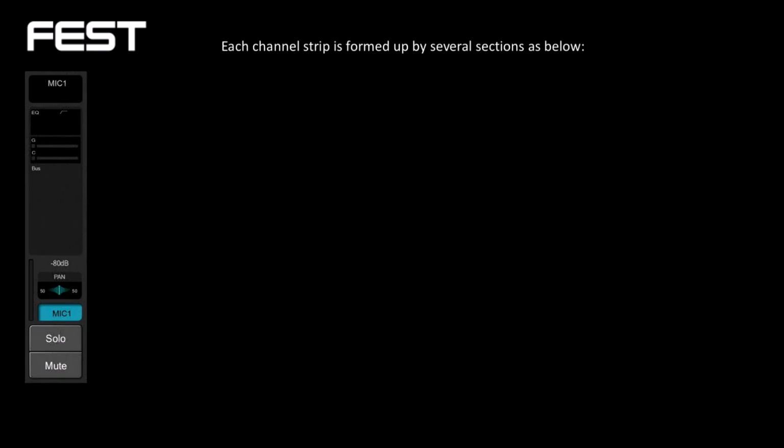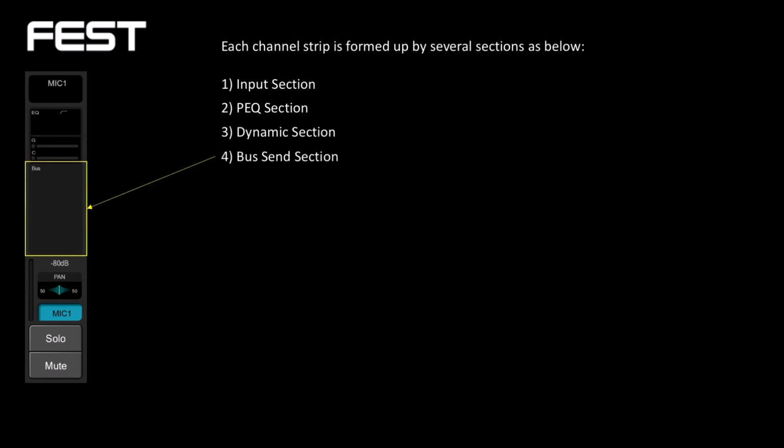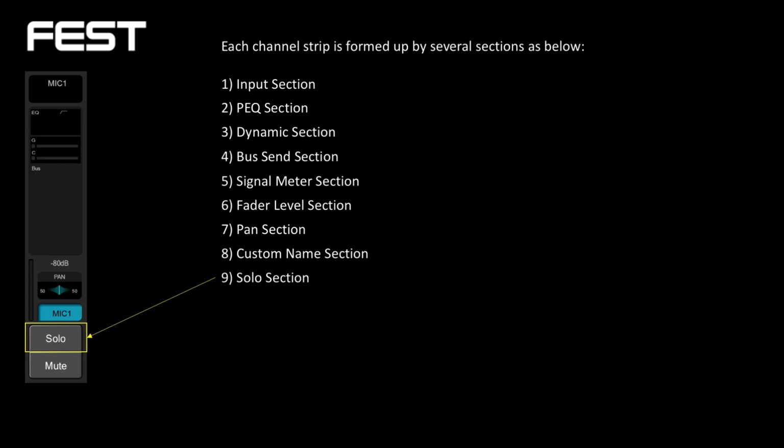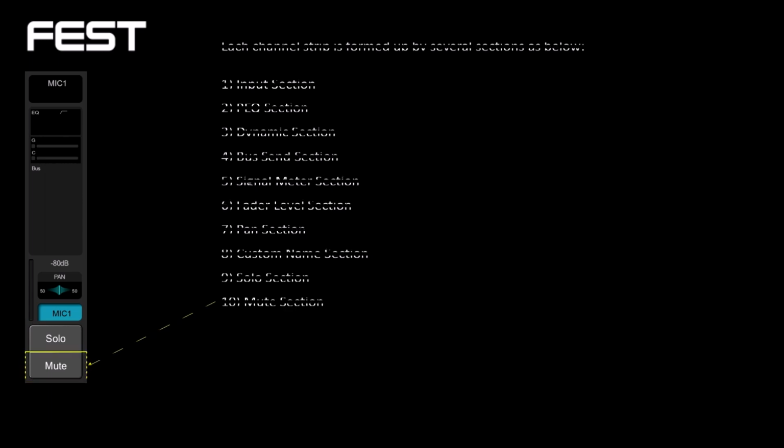Each channel strip is formed up by several sections as below. 1. Input section. 2. PEQ section. 3. Dynamic section. 4. Bus send section. 5. Signal meter section. 6. Fader level section. 7. Pan section. 8. Custom name section. 9. Solo section. 10. Mute section.